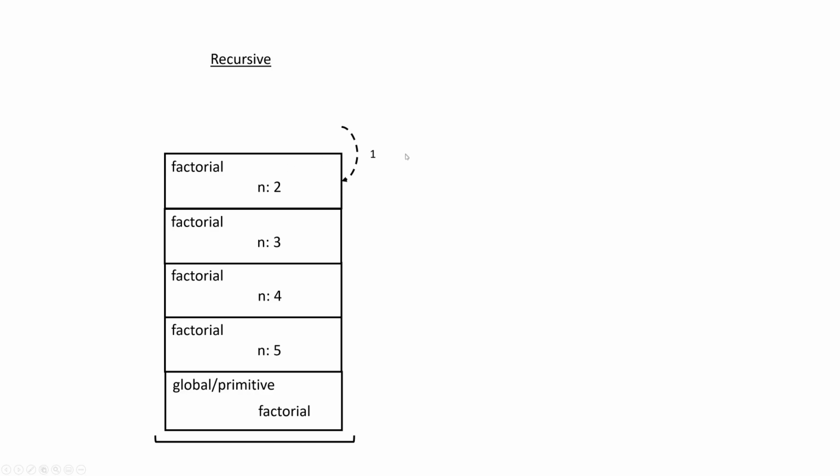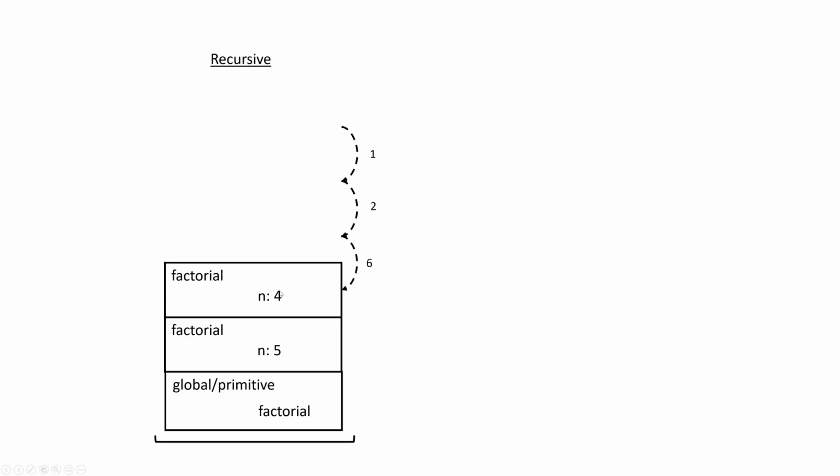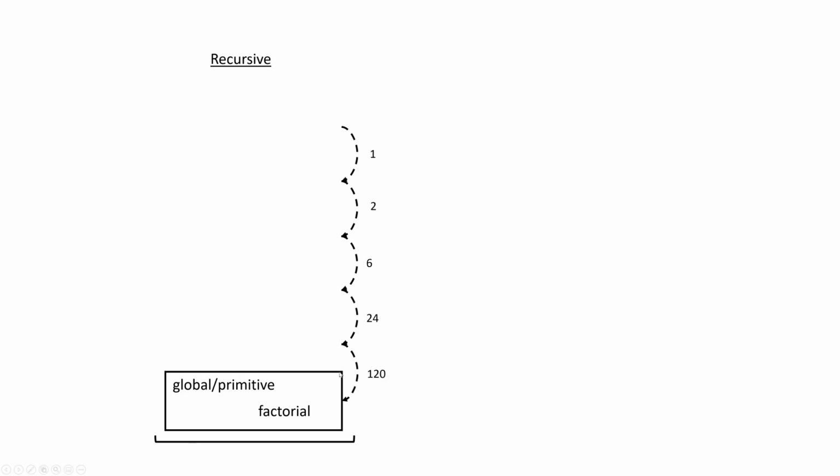So now we have 2 times 1, which is 2. So this can return 2 to the previous block. Now we multiply that by 3, so we can return 6 to the next block. 6 times 4 is 24, and then 24 times 5 gives us 120. So we build up a whole bunch of deferred operations on the call stack. Once we finally get to that base case, the values start collapsing down the stack until we reach the global scope again with our final answer.